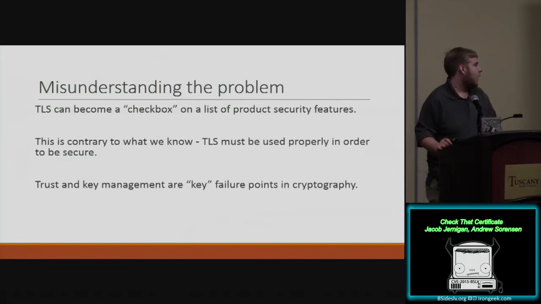So TLS is often a checkbox on an application security feature list, right? So I have TLS enabled and we're good, except obviously we know that that's not necessarily true because we need to make sure who we're talking with, along with some of the other issues that are outside of the scope as far as ciphers and things like that. Please excuse the pun, but outside of the scope, trust and key management are key failure points in cryptography as well. Had to include the terrible puns somewhere.